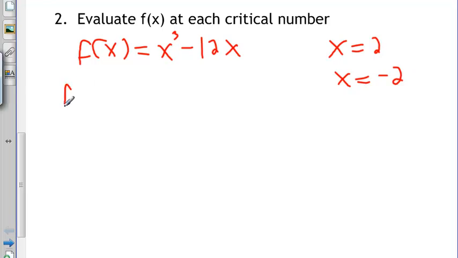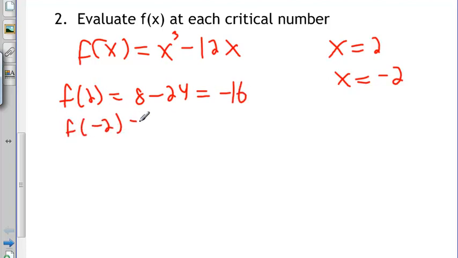So I'm just going to find f of 2, the function when we put in 2, how high or how low is it? So that's 8 minus 24. So that's negative 16. And I'm going to find f of negative 2, which is going to be negative 8 plus 24, I think. So it's going to be 16.